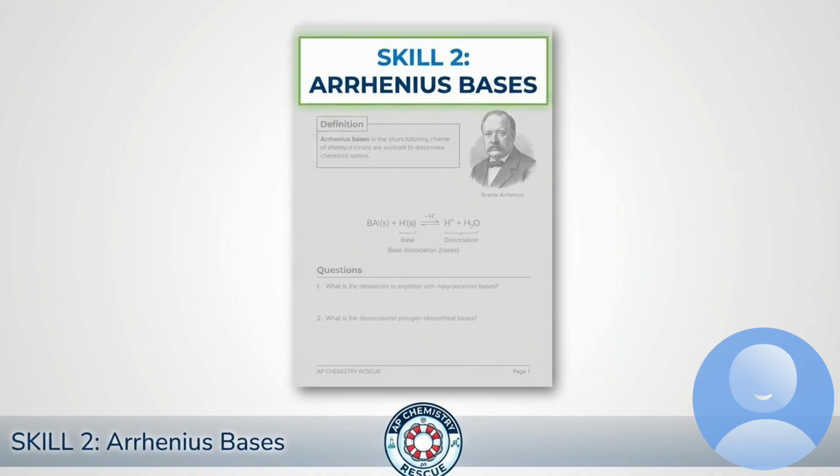Now in the last video we learned about Arrhenius acids. Those are substances that produce H plus ions, hydrogen ions, in water. Today we're looking at the opposite, bases. It's going to be really straightforward. If you understand the Arrhenius acids, the bases will make complete sense. We are just flipping the concept. So grab your notes and let's start.